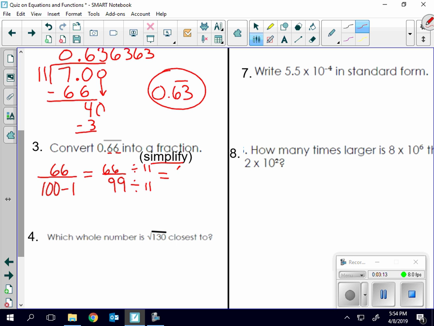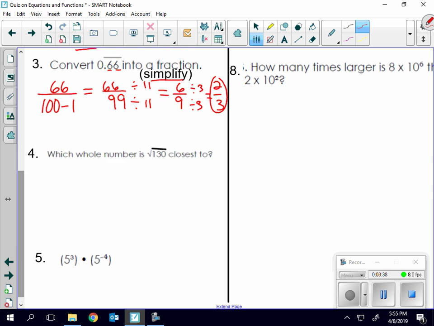66 divided by 11 is 6. 99 divided by 11 is 9. We can still reduce that, divide that by 3. All right, so when we divide here, I get 2/3. And I apologize, I said it can be divided by 6. The bottom cannot. But that is still the answer. 2/3.